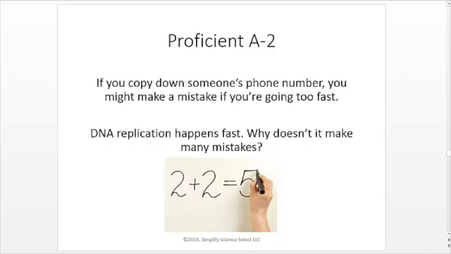All right, our proficient question. If you copy down someone's phone number, you might make a mistake if you're going too fast. Well, DNA replication happens fast. Why doesn't it make a bunch of mistakes?